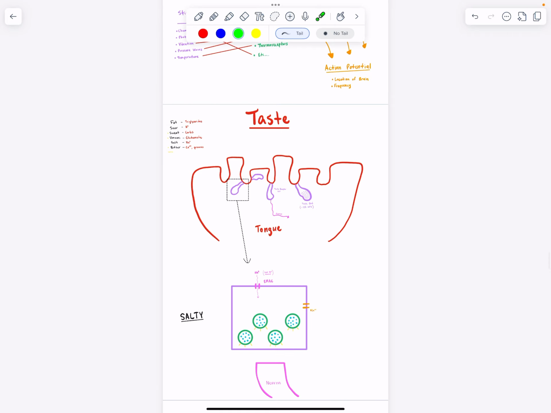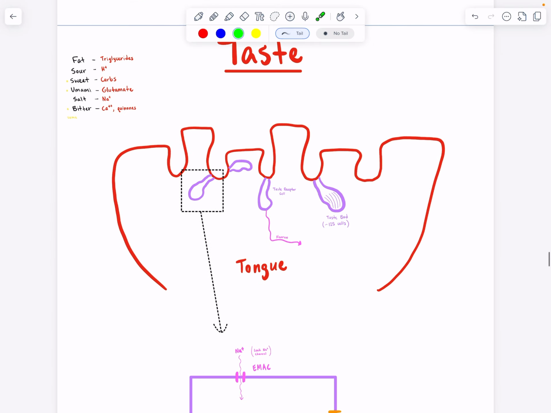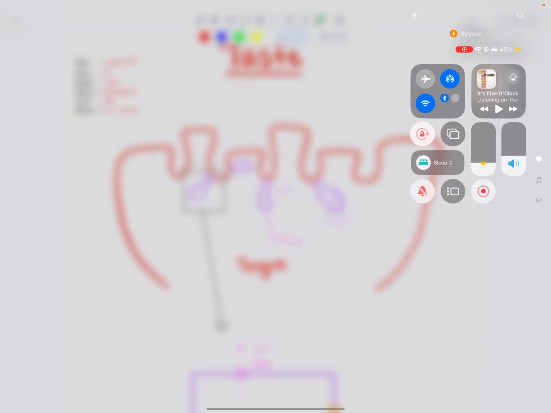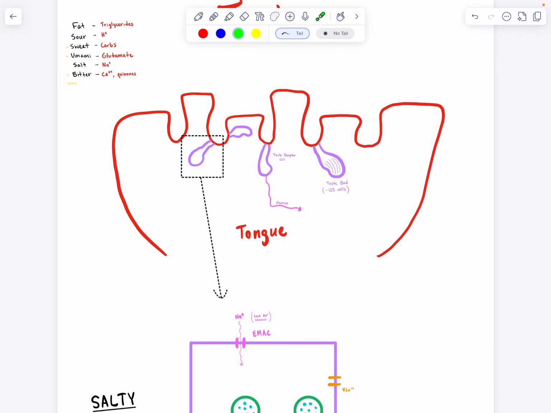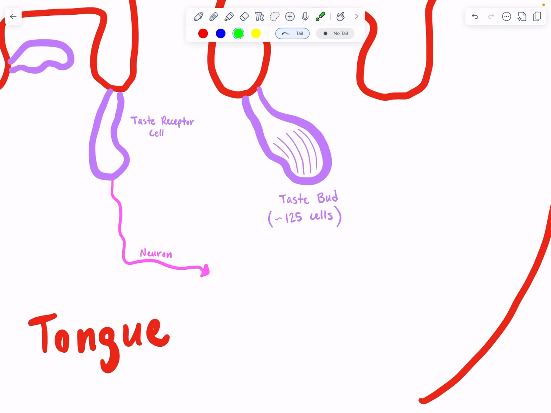So basically with taste, what happens is that we have, so this is the tongue right here. If this is the tongue, then on the tongue, we have various kinds of indentations, you could say. And in each of these, we have these things called taste buds. And taste buds contain a bunch of different cells. On average, I believe it's 125 cells. So those are taste buds.